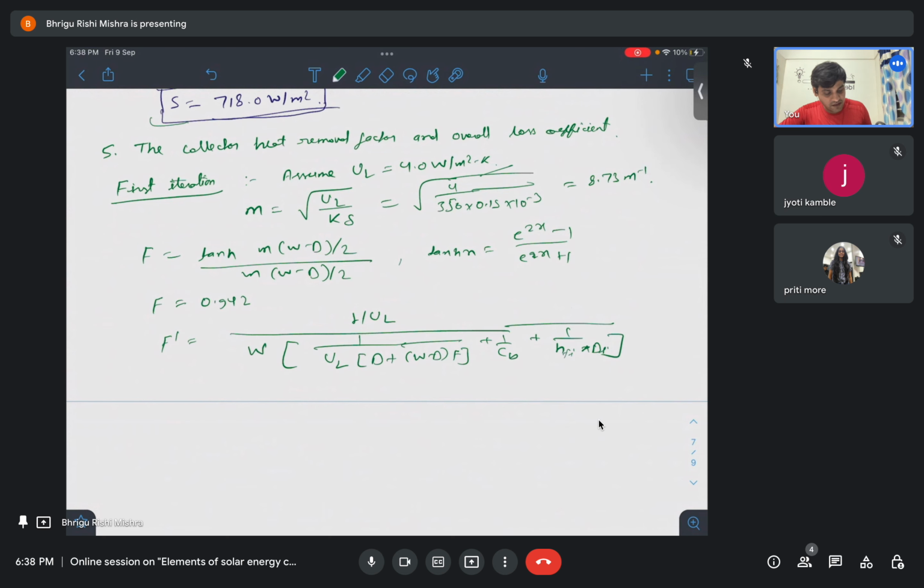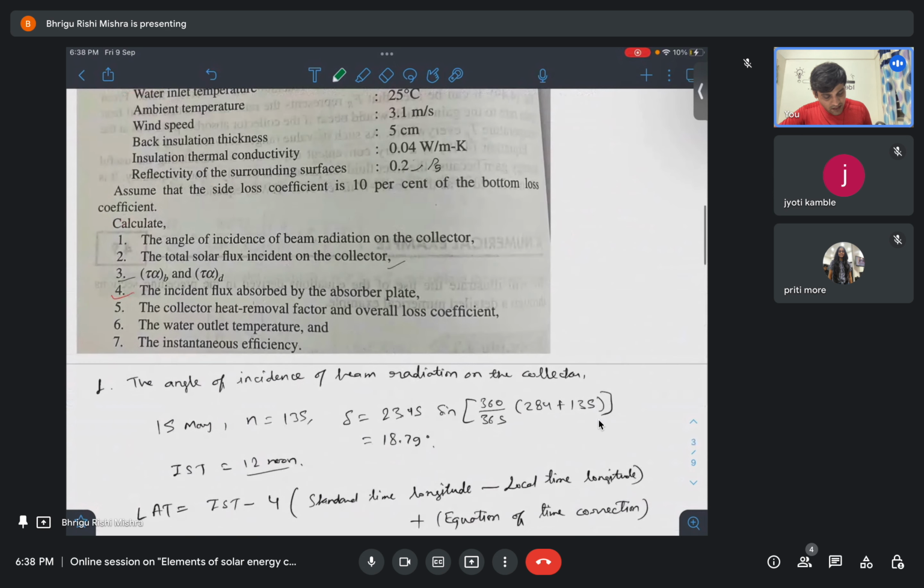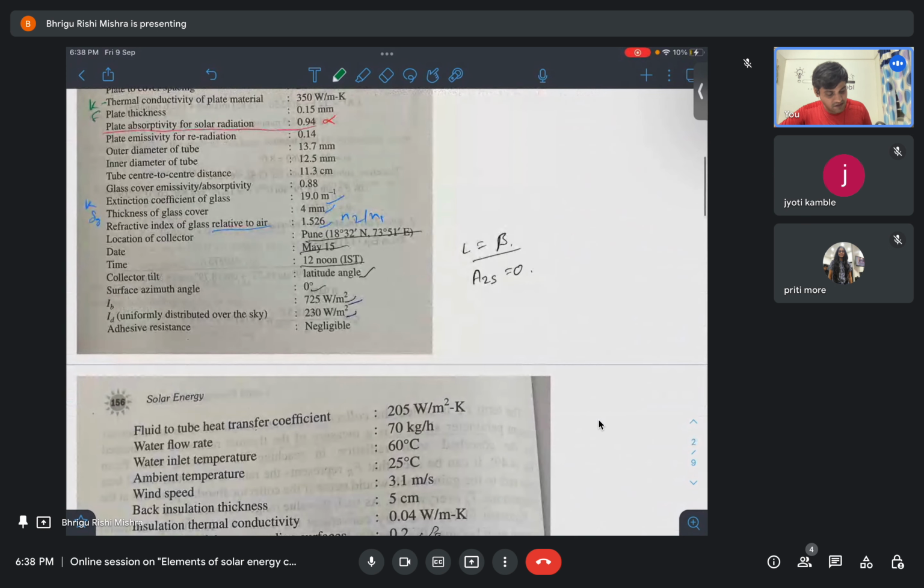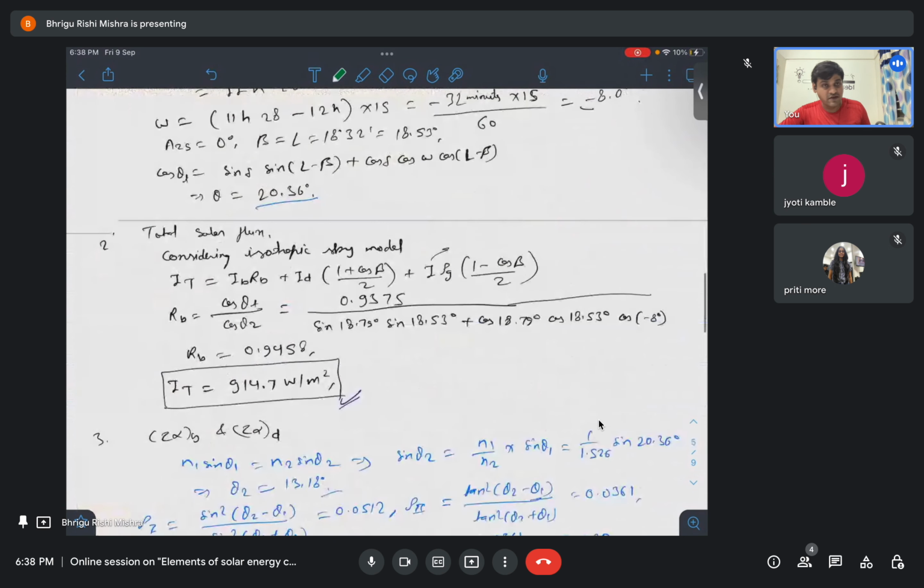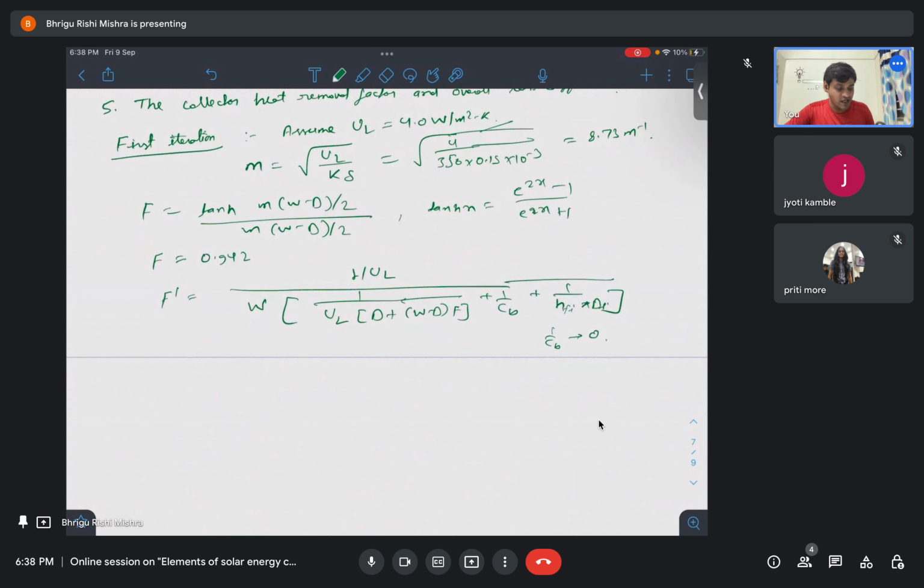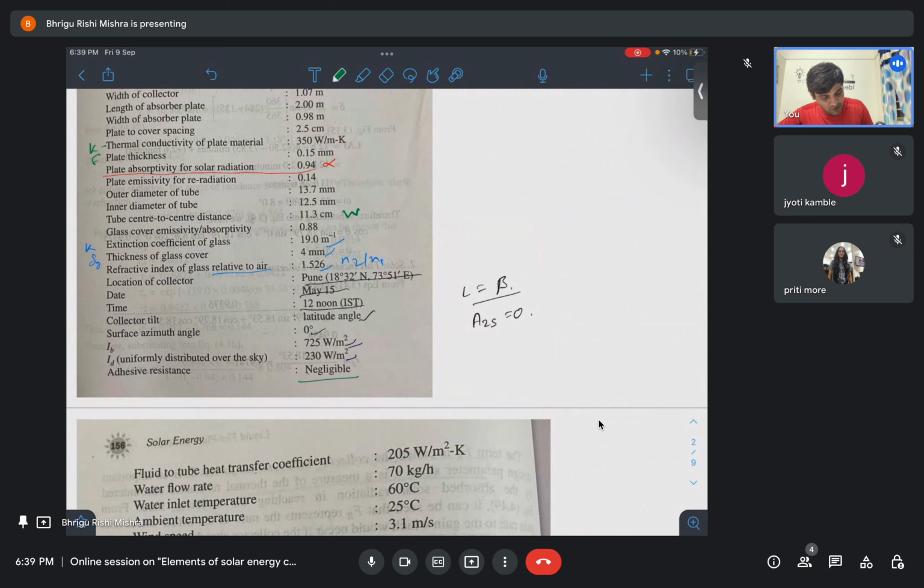Since in the question itself it is given that the bond adhesive resistance is negligible, and the bond resistance is Cb here, we can say that 1 by Cb tends to 0. So we can neglect this 1 by Cb. Now W is given, which is here, the center to center distance. This is W, the inner diameter of the tube is Di, and the outer diameter of the tube is D.